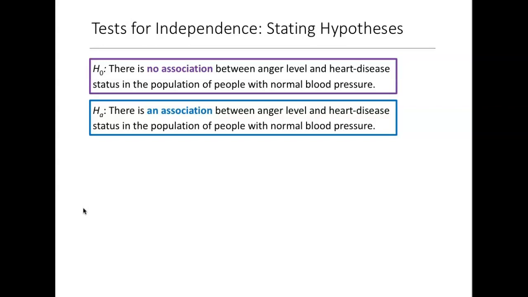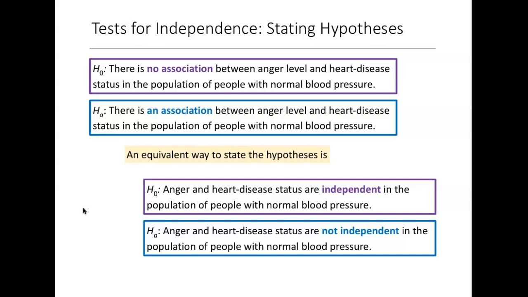So there's two ways you could state this. You could state it in terms of the association, or equivalently, I could state it in terms of independence. And then the null hypothesis would be that anger and heart status are independent. And then the alternative, what I'm looking for is that they are not independent, aka they are associated with one another. Okay? All right.